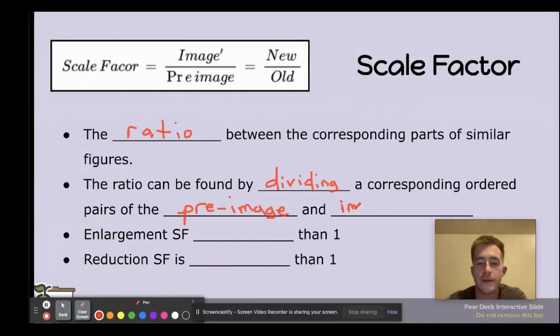All right, so pre-image is what we start with, right? Just like pre-game in football, basketball, sports, right? Pre-image is what we start with. Image is what we end with.